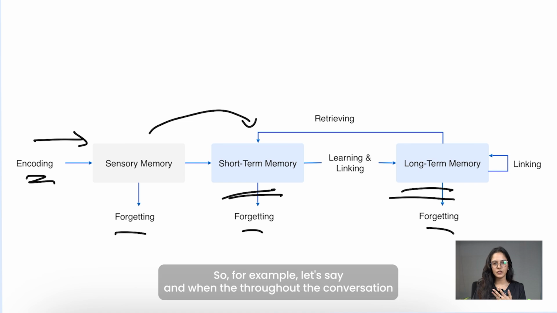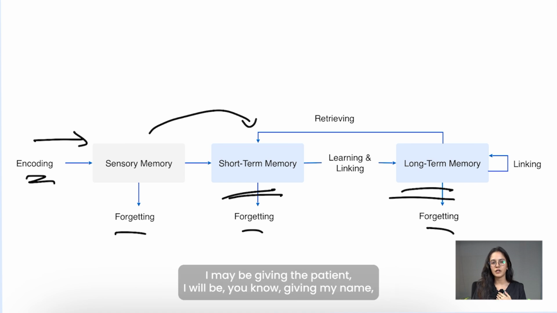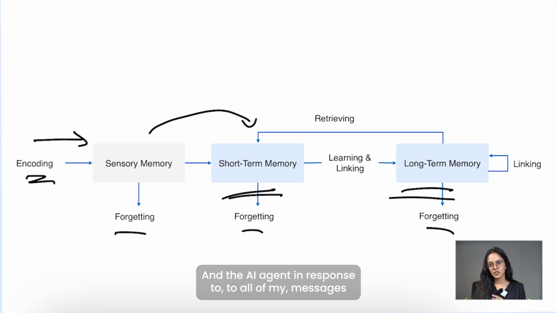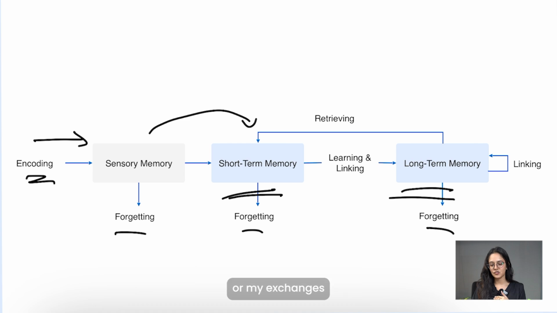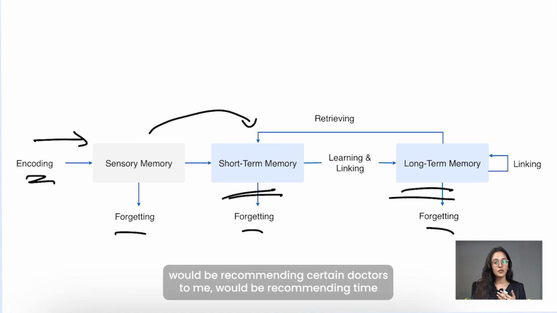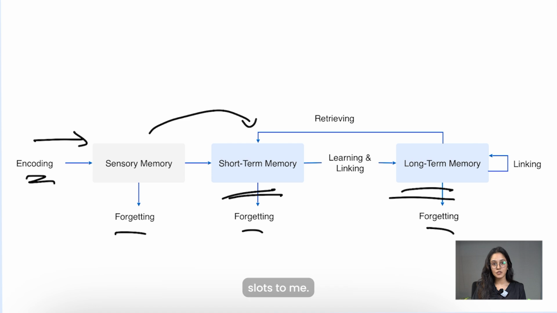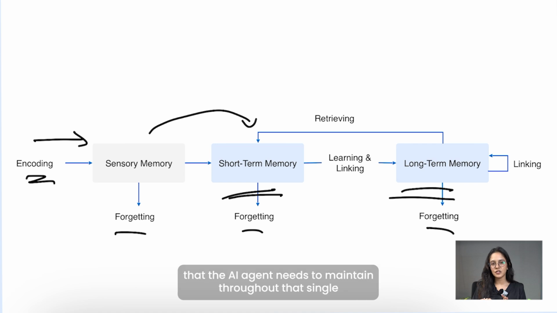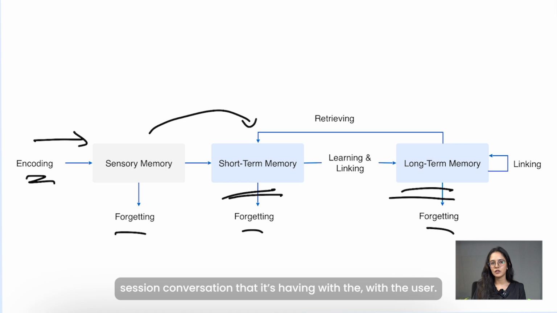Throughout the conversation, I may be giving, as a patient, my name, my date of birth, my symptoms, and where I live. In response to my messages, the AI agent would be recommending certain doctors and time slots to me. It needs to retain that information as well. That's the working memory that the AI agent needs to maintain throughout the single session conversation it is having with the user.